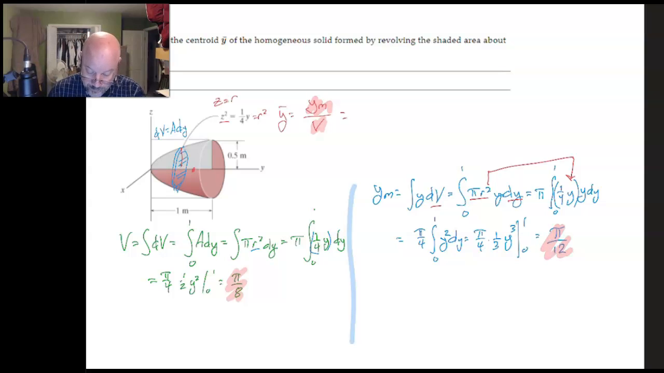We come along here and we've got pi over 12 divided by pi over 8. The pi's are going to go away, and the 8 comes up on top. I've got 8 over 12, which becomes 2/3. Yeah, 2/3. There we go, just like that.